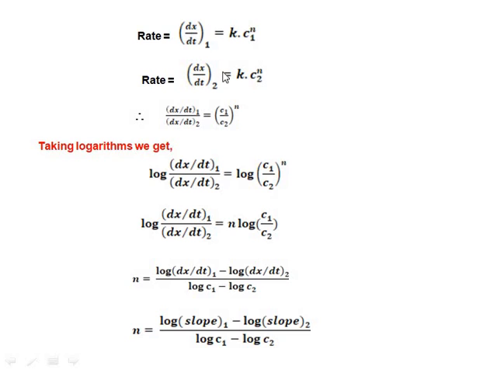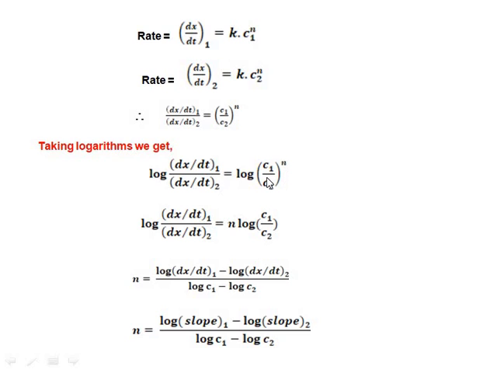By combining the two equations, dx by dt 1 upon dx by dt 2 is equal to c1 upon c2 raised to n. K gets cancelled. By taking the logarithm on both sides, we get log of dx by dt 1 upon dx by dt 2 is equal to log of c1 upon c2 raised to n.